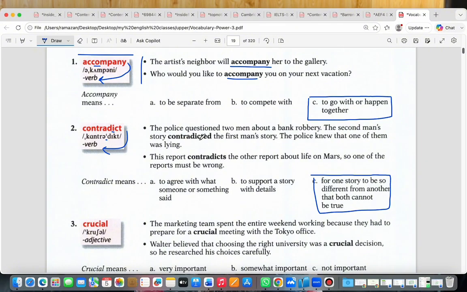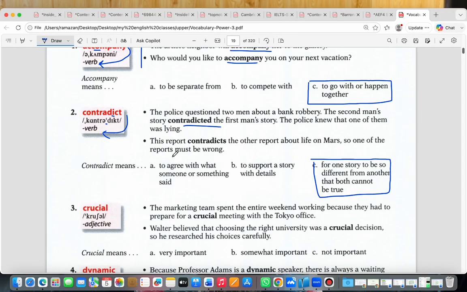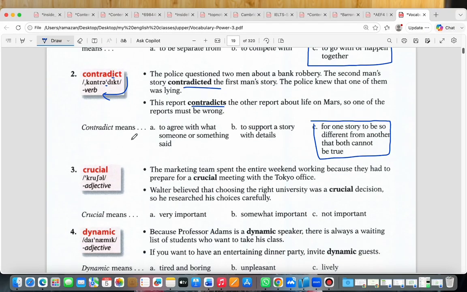The second man's story contradicted the first man's story. The police knew that one of them was lying. So, here, contradicted means the first man's story was totally different from the second man's. This report contradicts the other report about life on Mars, so one of the reports must be wrong. In this sentence, you can see that this is totally different. The first report is different from the other report. So I hope you got this word.